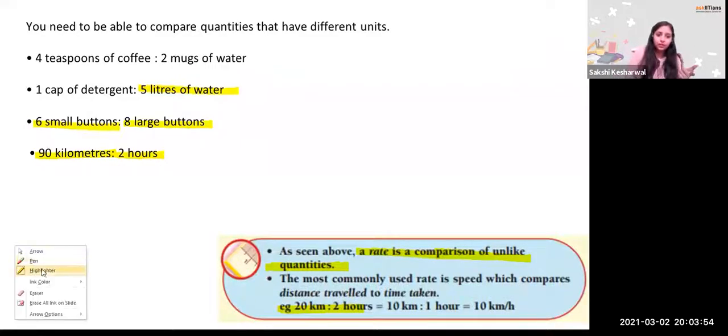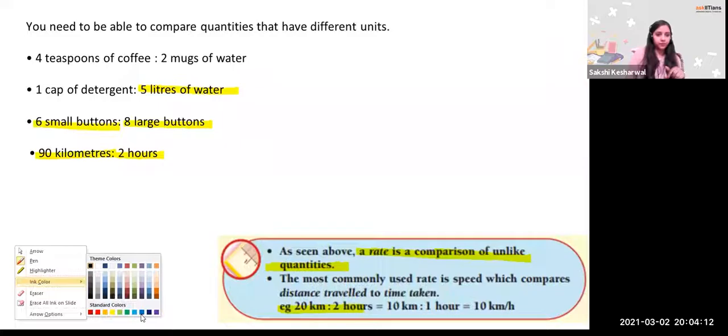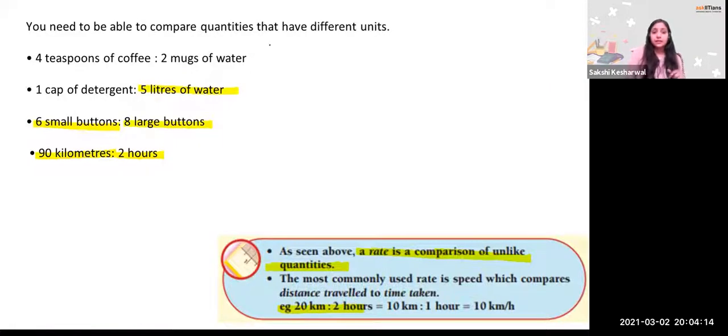So generally, how do we write this per thing? It says 4:2. Yeah, see, it says that 4:2, right? Now, it says that 4 teaspoons of coffee to 2 cups of water.